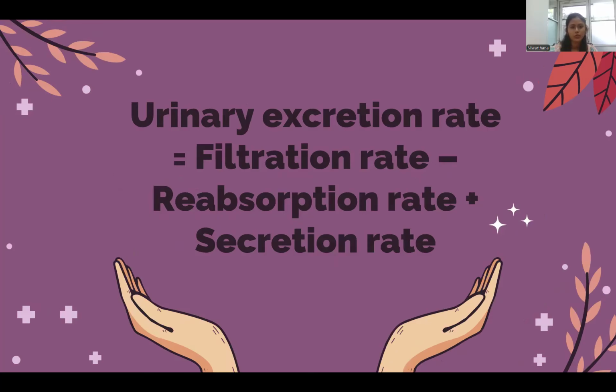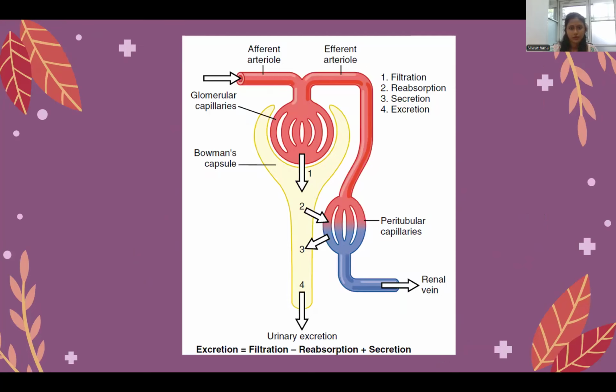When we talk about the urine excretion rate, we can get that from the filtration rate when we subtract the reabsorption rate and add the secretion rate. When the filtrate comes to the Bowman capsule, at the glomerular capillaries filtration happens, then reabsorption and secretion happen, and at the end urine excretion happens. We talked about this structure in the previous presentation.